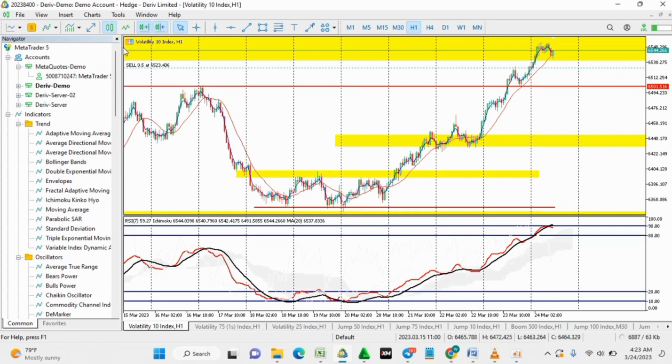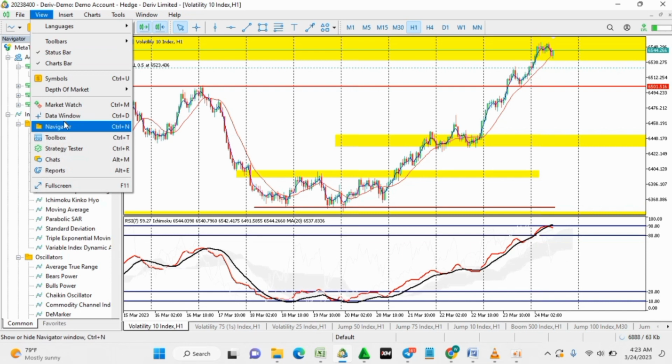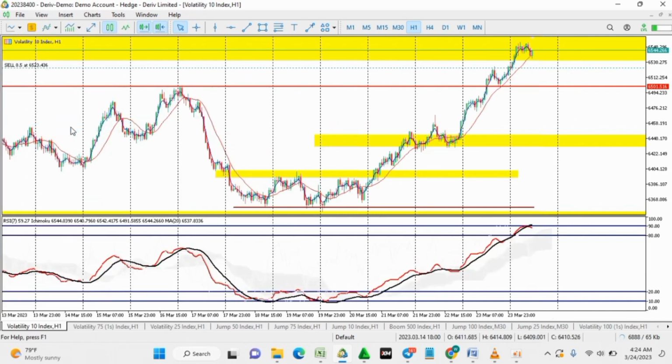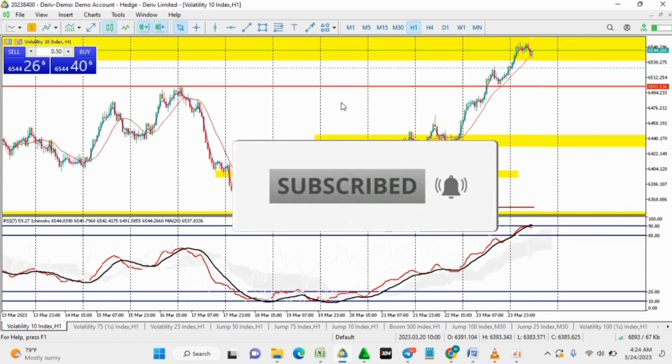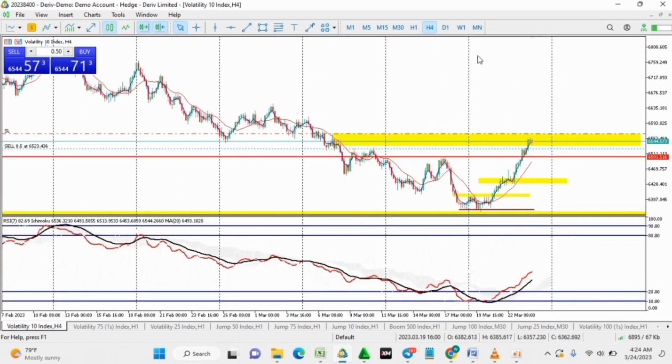Now remember, you must know price action plus indicators, because price action is the key, guys. Price action is the key, because if you don't understand price action, you will be blindly using this indicator. All right, so let's begin from this Volatility 10.